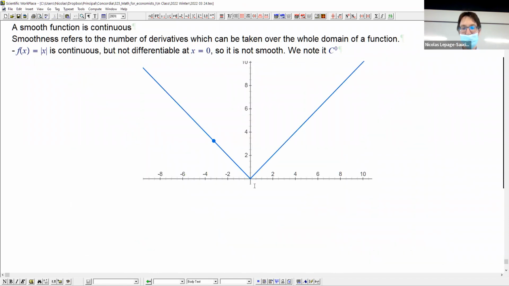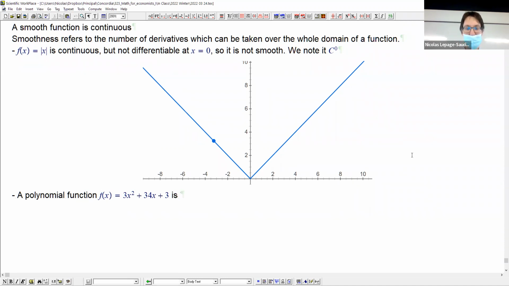All right, so you see it's continuous, but here the derivative does not exist. And here, a polynomial function. For instance, f of x equals 3x cubed, 3x squared plus 34x plus 3.